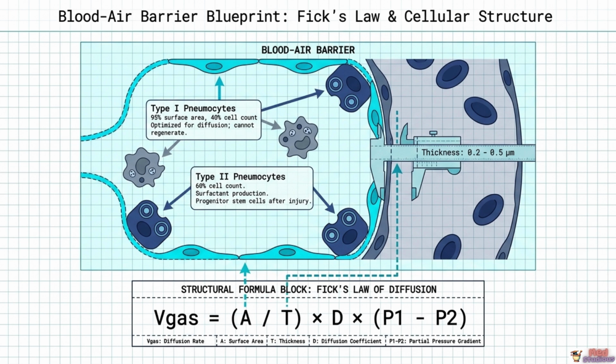The rate of gas diffusion equals surface area divided by thickness, multiplied by the diffusion coefficient and the partial pressure gradient between the two sides of the membrane. This single equation explains why diseases that increase membrane thickness, such as pulmonary fibrosis, or reduce surface area, such as emphysema, both impair gas exchange through entirely different structural mechanisms, converging on the same physiological consequence.